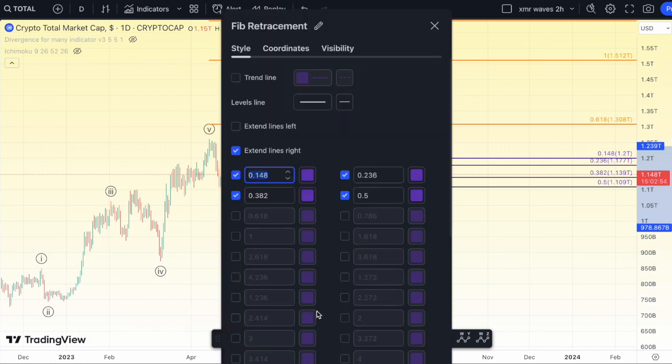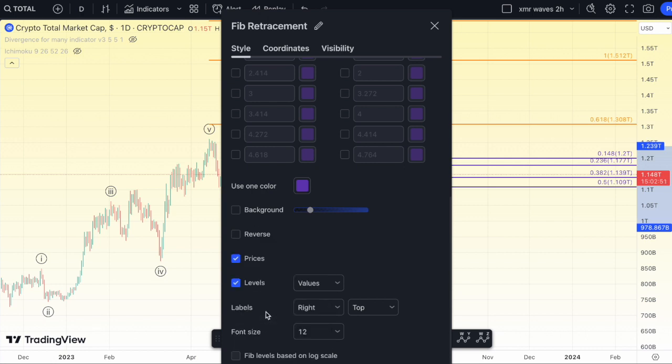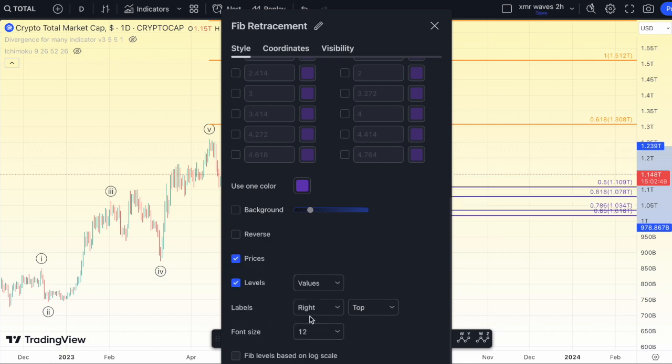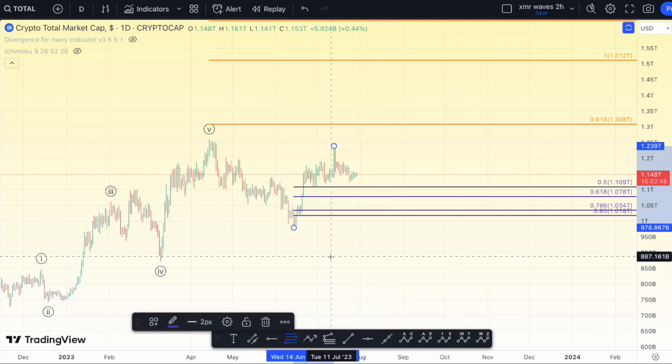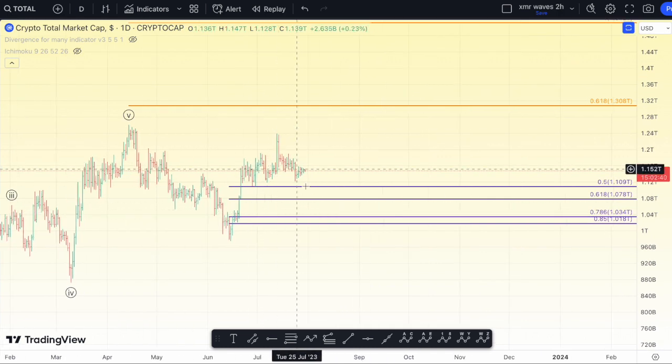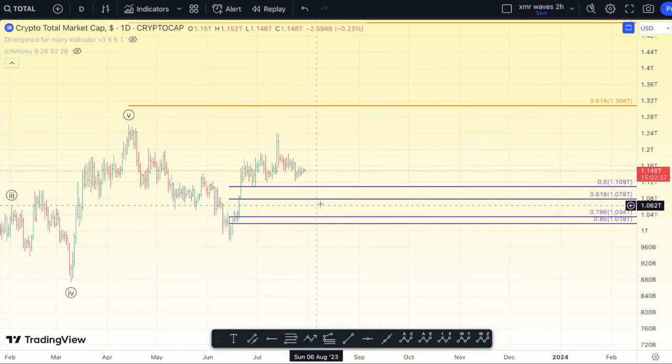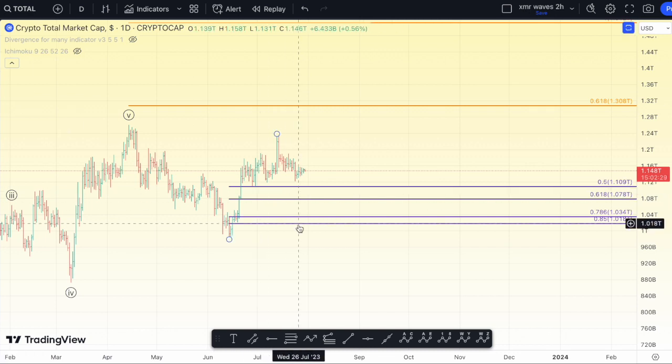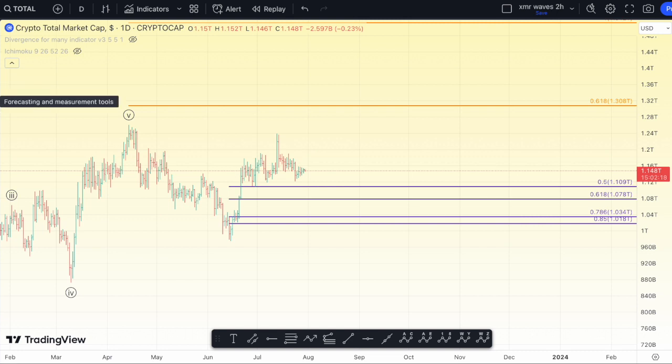Oh, it didn't change for some reason. Let me try again. Yeah. So these are the levels that we can be looking for right here after this correction phase is finished. We can be looking for these levels. Maybe the market decides to end the correction in this zone. Maybe they go downward through this zone. Both of these are very nice, interesting levels to do some purchasing for our spot positions.